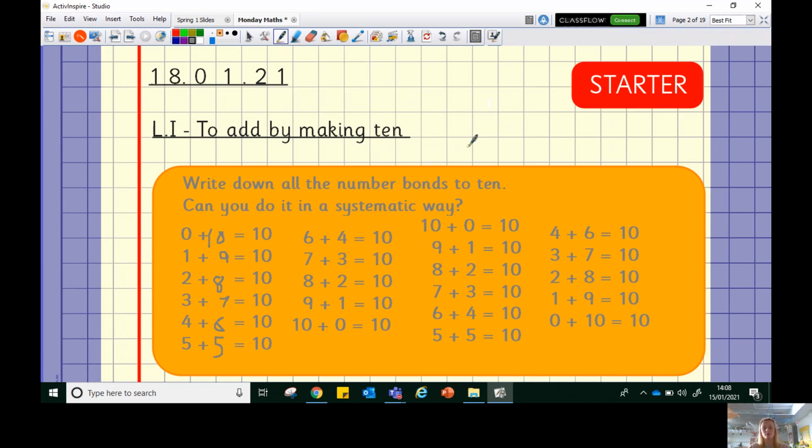So here we go. Some children might have even written the answer first. So they might have written it like this: 10 equals 4 add 6, or 10 equals 6 add 4. It's really tricky with my mouse, like I've said before. Okay, so 6 add 4.